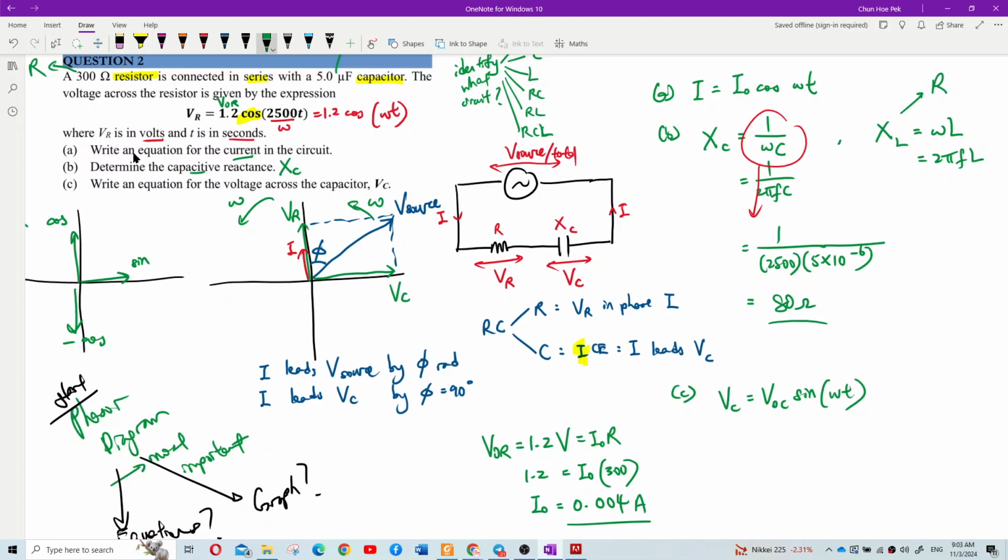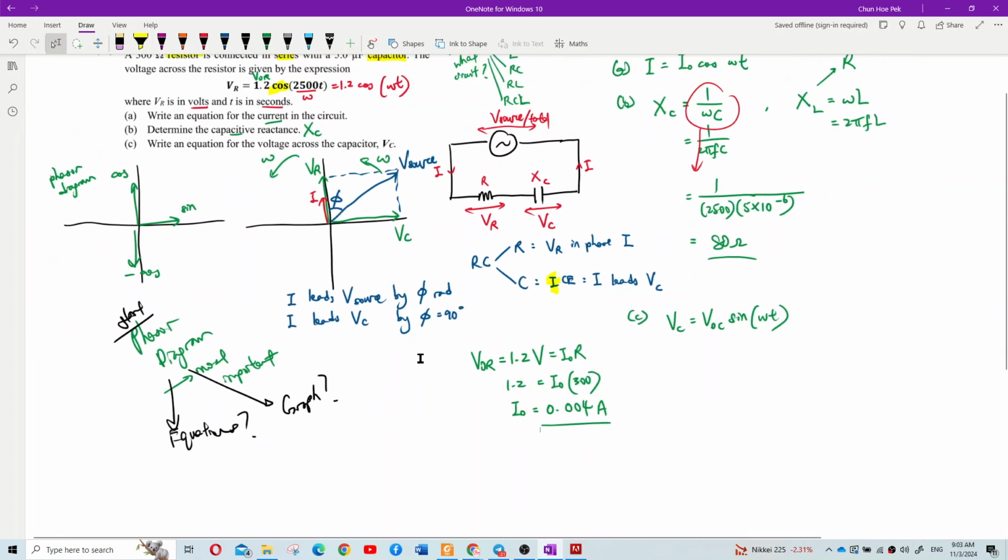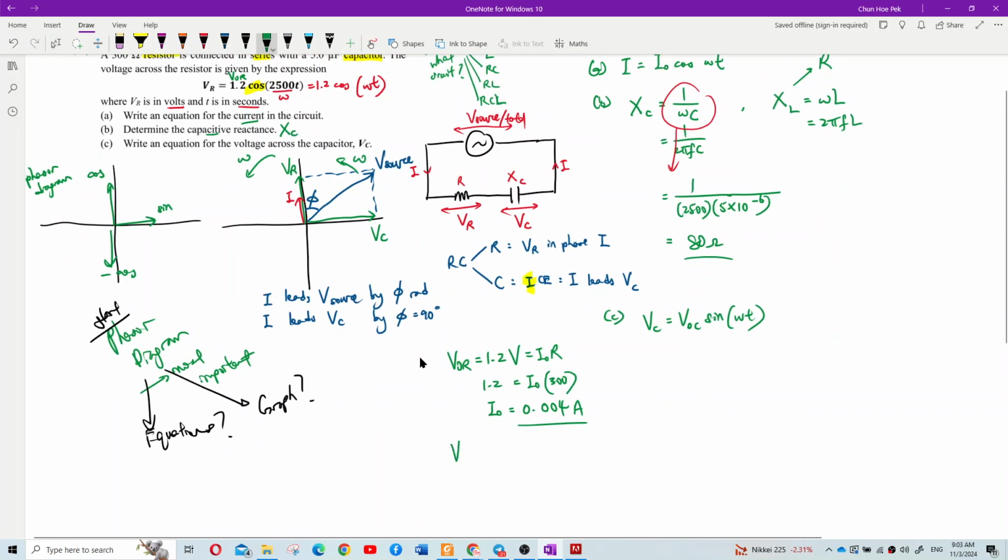Class, okay, so this is the current I naught. So this is 0.04. Okay, so I got my I naught already, so I can find my V naught C. V naught C is I naught XC. I got my XC just now, so I just put the I naught over here. XC is 80. So let's calculate. Multiply by 80. So it's 0.32 volt.